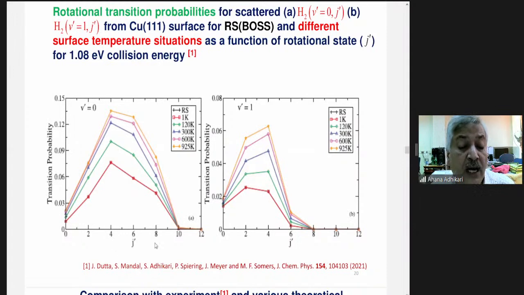What is the other way, meaning? If the maxima of transition probability keep increasing as J increases, that means your results are not converged. So it indicates that not only V prime equal to 0 is converged, V prime equal to 1 is converged. There is a J prime, let's say J prime equal to 4 to 6, where it shows the maximum. Beyond that, the probability of transition goes down again. In case of V prime equal to 1, it is between 3 to 4 that it shows the maximum, then it goes down.